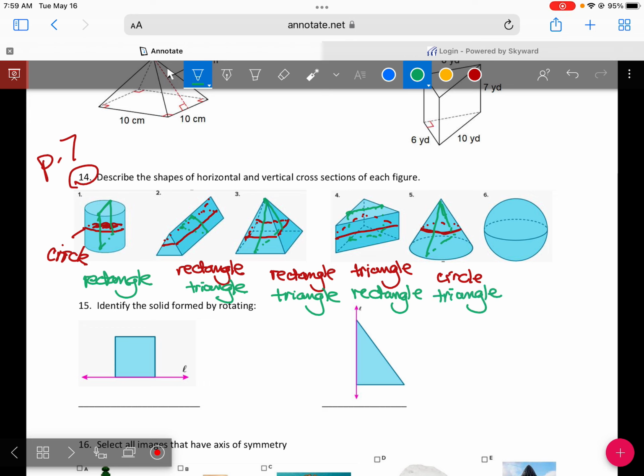And we have our sphere. So sphere, let's cut it right here. Horizontally, that's going to be a circle. And guess what? If I cut from the top, another circle. Okay?